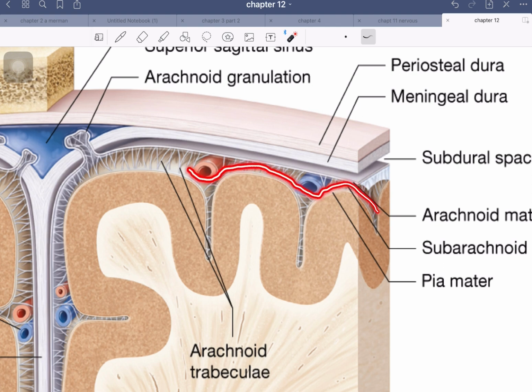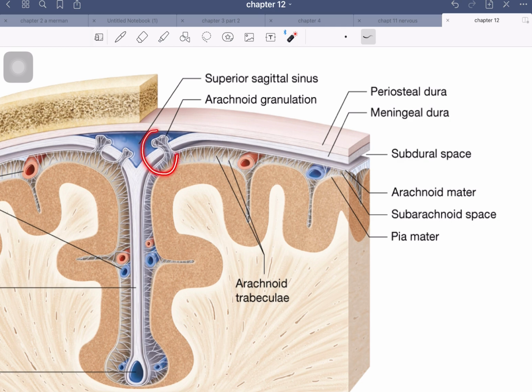Now the cerebrospinal fluid, as I said, comes from the blood and it has to be returned to the blood, the fluid portion. And it's through these things, the arachnoid granulations, that most of the fluid of the CSF re-enters the bloodstream. And we can see these arachnoid granulations right here.